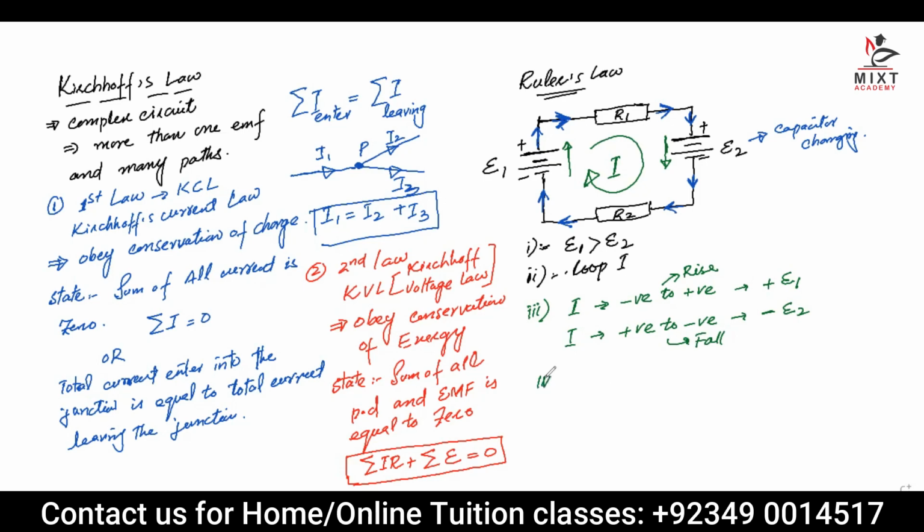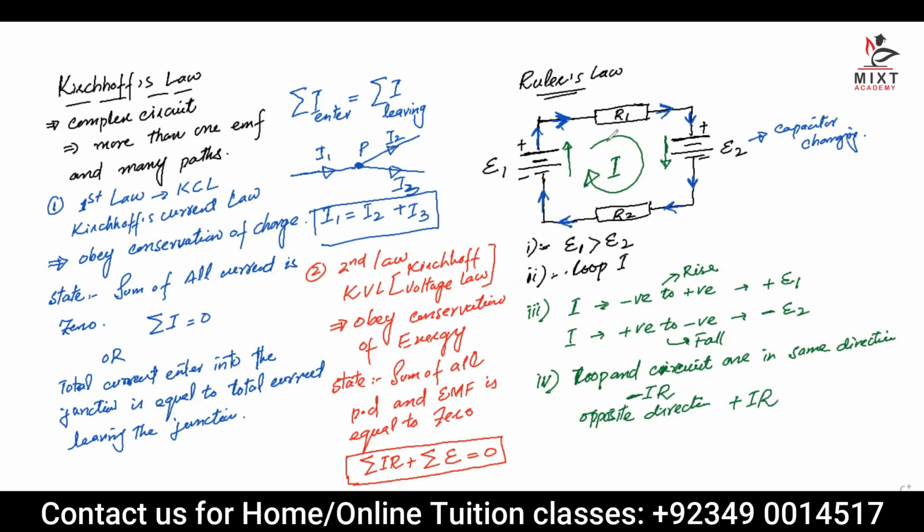The last point: there are two currents, a loop current and a circuit current. If they are in the same direction, then IR will be negative. If it is in the opposite direction, then IR should be positive.